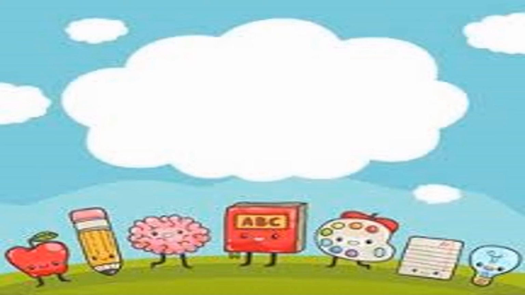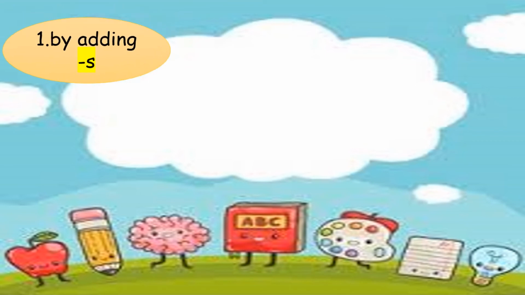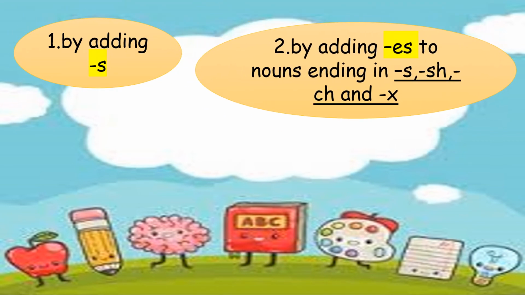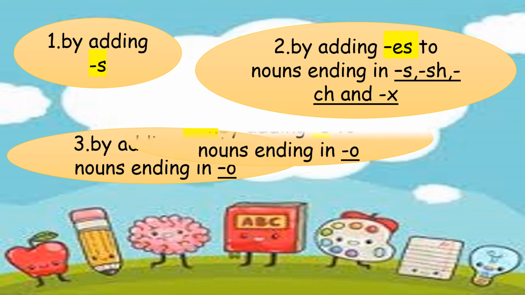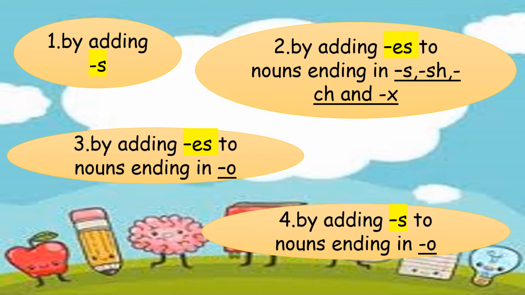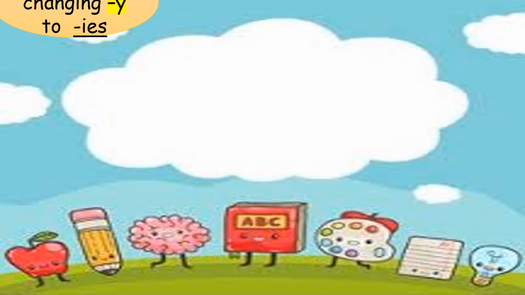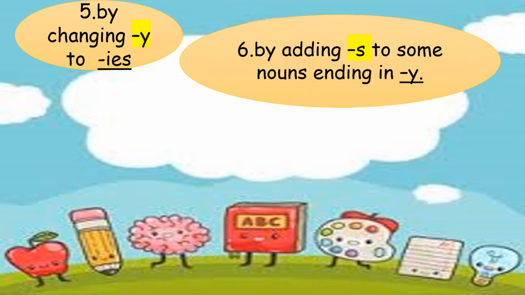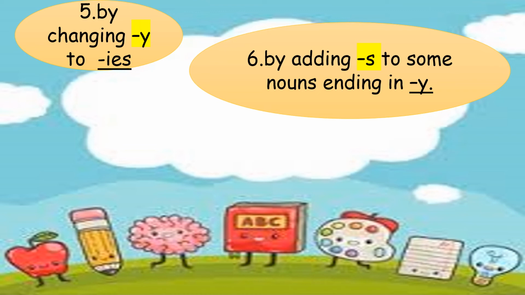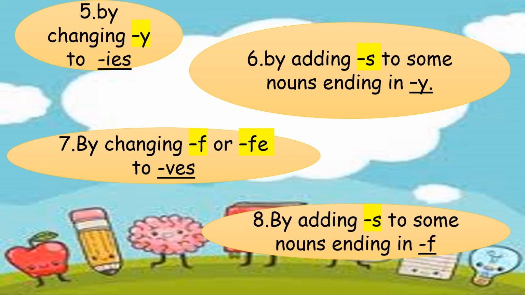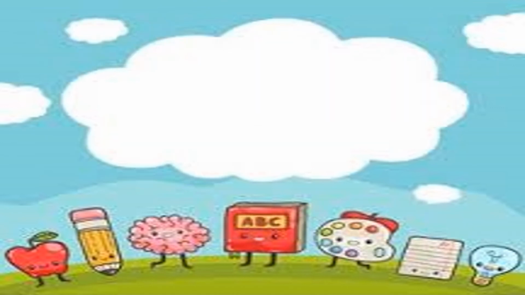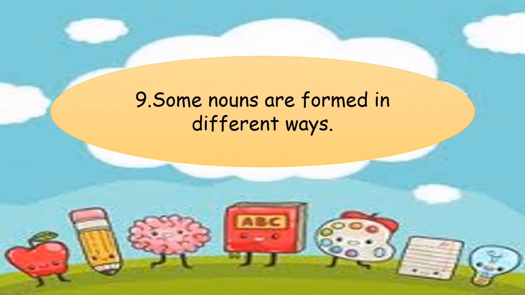Now, let us revise again the different ways in forming the plural nouns. The first one, by adding the letter S. Number 2, by adding ES to nouns ending in S, SH, CH, X. Number 3, by adding ES to nouns ending in O. Number 4, by adding S to nouns ending in O. Number 5, by changing Y to IES. Number 6, by adding S to some nouns ending in Y. Number 7, by changing F or FE to VES. Number 8, by adding S to some nouns ending in F. And we have to remember that some nouns are formed in different ways.